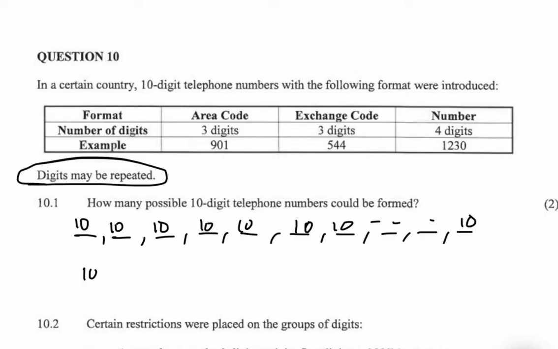So it's 10 multiplied by 10 multiplied by 10, and so on, for 10 digits. That's basically just 10 to the power of 10. So the number of possible 10-digit telephone numbers that can be formed is 10 to the power of 10 if the digits may be repeated. If the digits were not repeated, we would have 10 factorial, but that's a story for another day.